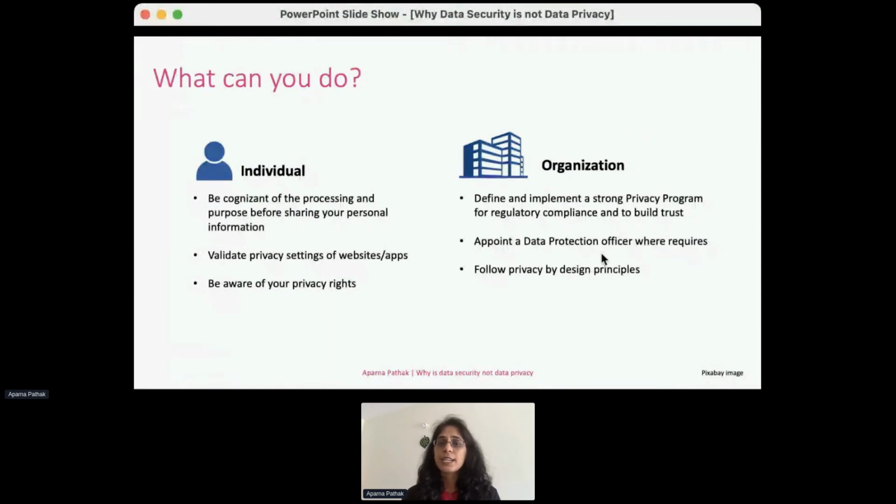If you are an organization, define and implement a strong privacy program for regulatory compliance. That's how you'll build the trust. Appoint a data protection officer where it is required by the law. Lastly, follow the privacy by design principles in whatever you do, even a simple form where you collect personal information, follow the privacy by design principles.